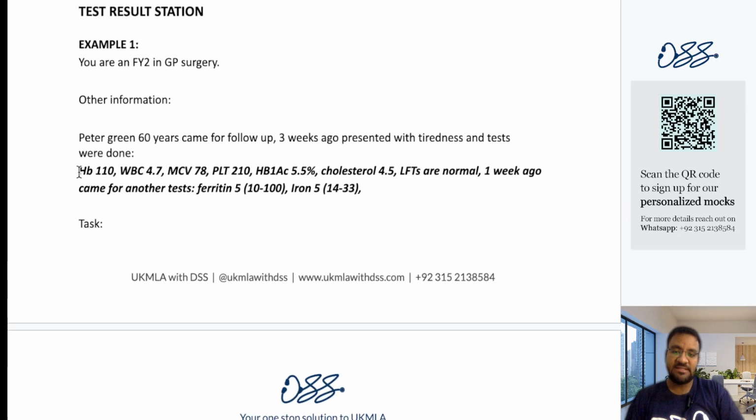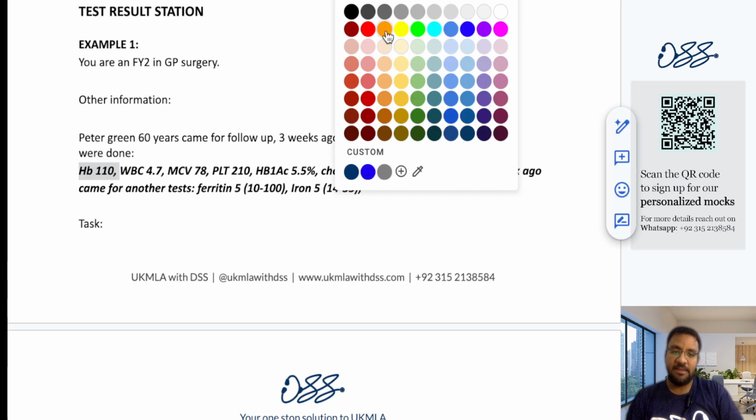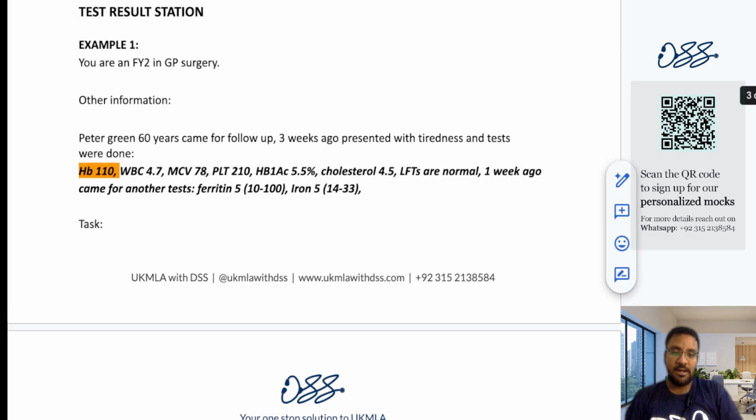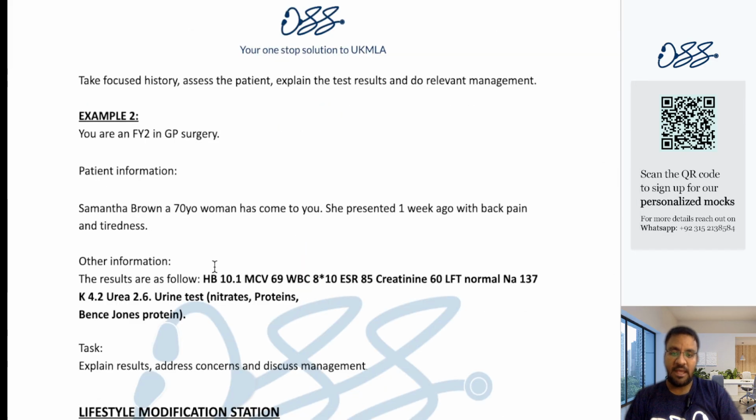Yeah, so you can see the test results are there. It's very clearly mentioned, so you know that you need to take a counseling approach. Again, test results.